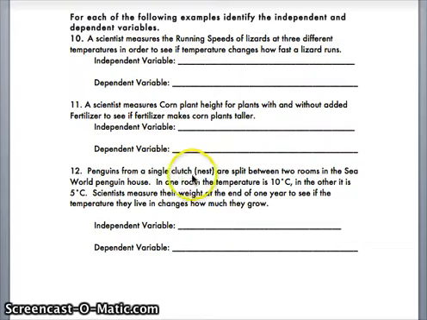Penguins from a single clutch are split between 2 rooms in the SeaWorld penguin house. In one room, the temperature is 10 degrees Celsius. In the other, it is 5 degrees Celsius. Scientists measure their weight at the end of 1 year to see if the temperature they live in changes how much they grow. Write the independent variable here. Write the dependent variable here.